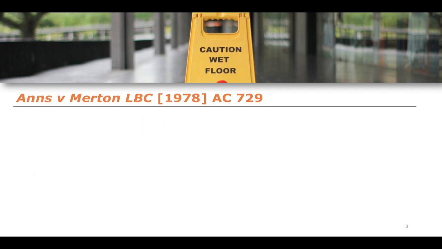And the two cases that we're going to look at are the case of Anns and Merton on the one hand and Murphy and Brentwood on the other. We've talked about Anns and Merton in more detail previously, but we'll talk about it in relation to pure economic loss in this video. And we'll talk about how this was overturned by the subsequent case, and really the trouble that the courts have had in trying to make determinations in this particular regard. So, in 1978, we have the case of Anns and Merton LBC.